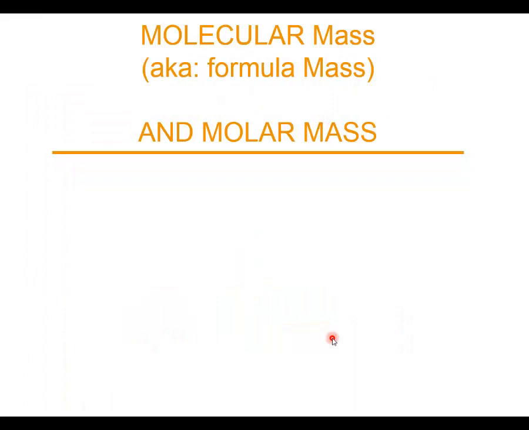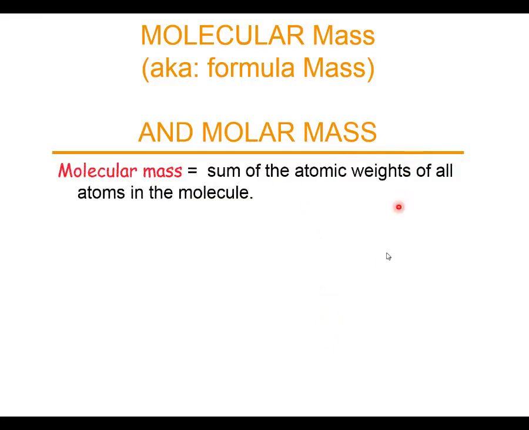Now, a lot of times we'll be talking about what are called molecular masses, also known as formula masses. Sometimes you might hear them called molecular weight or formula weight, but we'll try to call them masses in here. We also talk about molar masses. Now, a molecular mass would be the sum of all the atomic weights of all the atoms in the molecule. We could report that for a single molecule in atomic mass units, or if I had a mole of that molecule, we would report it in grams per mole.